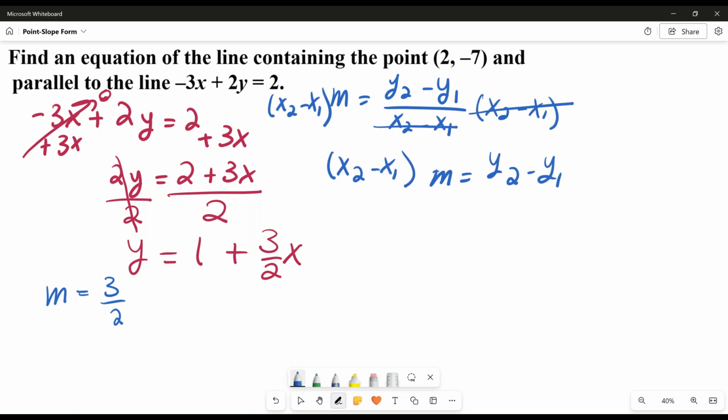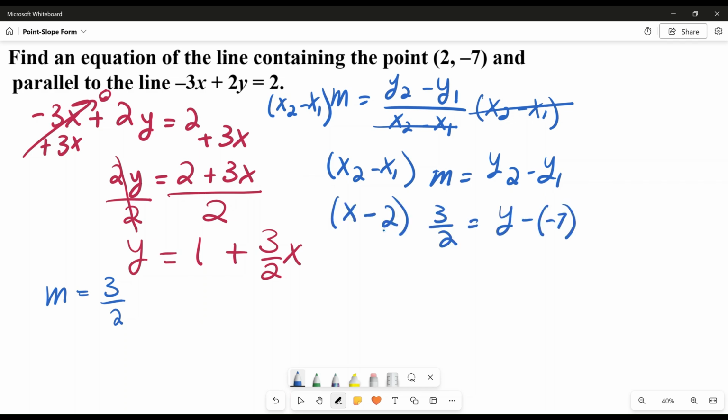Now I'm going to plug in the information that I know, which is my slope, the 3 over 2, and my point, which is (2, -7). It doesn't matter if I plug it into y1, x1 or y2, x2, as long as I keep it consistent. So if I use y1, I have to use x1. If I use y2, I have to use x2. It doesn't matter which one I use, so I'm just going to use y1.